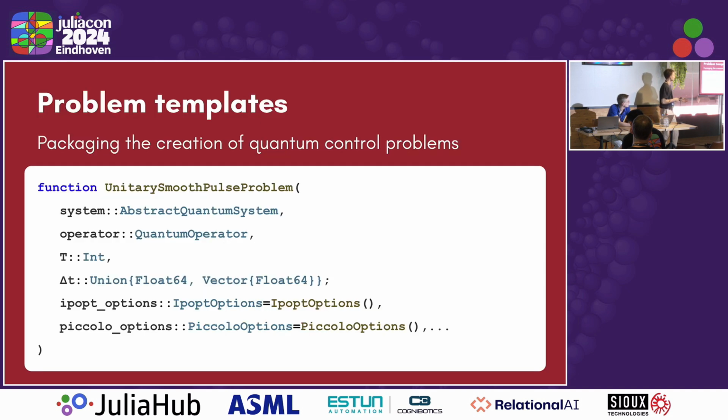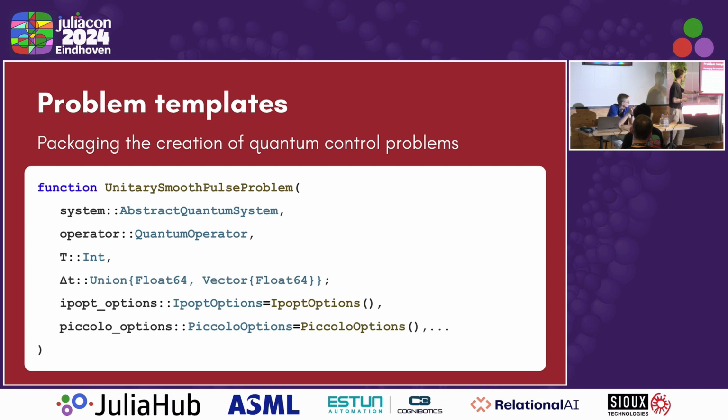So how this looks in the interface. We have a certain type of problem called a unitary smooth pulse problem. This handles designing pulses that have a certain controllable level of smoothness to them by bounding the second derivative of the control. So you can pass an abstract quantum system, you can pass your goal state and quantum operator, and you tell it how many time steps you want and what should be the size of that time step.